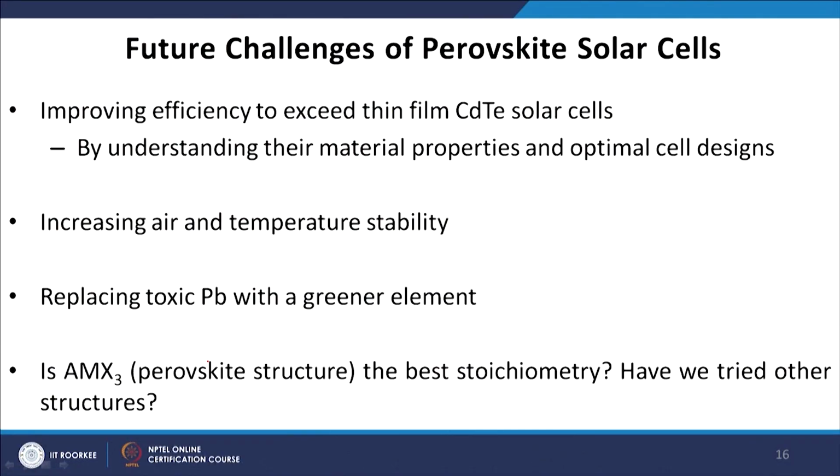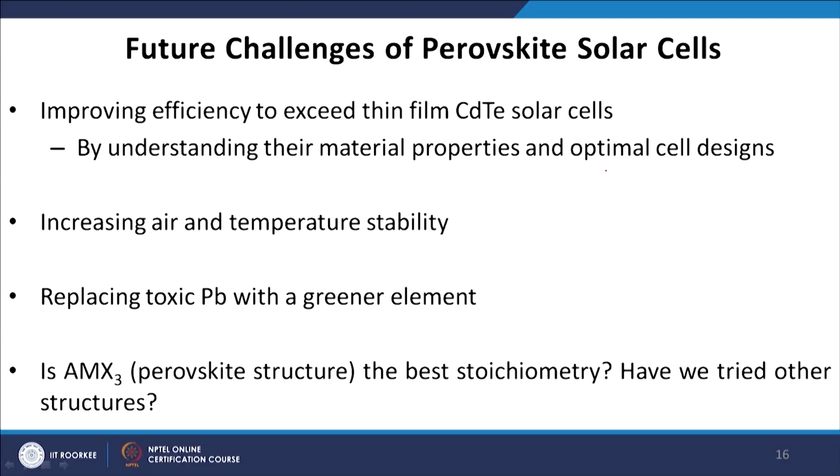For example, one challenge of the perovskite solar cells is improving efficiency to exceed thin film cadmium telluride solar cells. Now, thin film cadmium telluride solar cells have already achieved like 16 to 18% or even 20% efficiency in an ideal condition, and they are very stable. But the perovskite solar cell, although it has reached that number, has very poor stability. So, by understanding their material properties and the optimal cell designs, one can improve the efficiency.